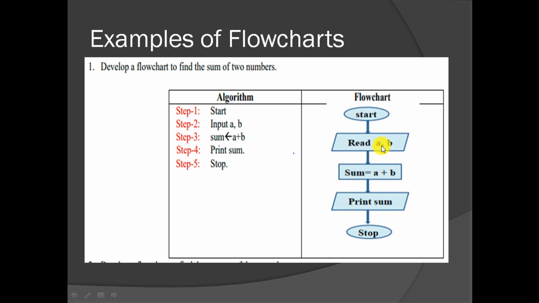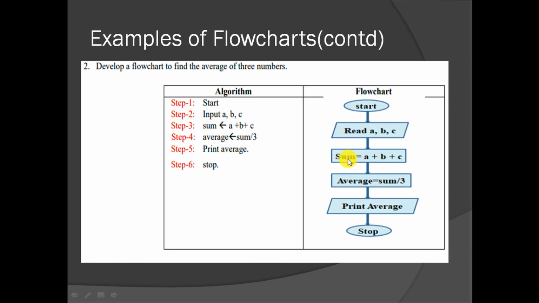For input and output we are using the parallelogram, as we already saw in the previous slide, and for calculation we are using the rectangle. So sum is equal to a plus b, and then for printing we use the parallelogram again: print sum, and then we stop the algorithm. So the definition that a flowchart is a pictorial representation of an algorithm is satisfied here, and different symbols are used. For input we use the parallelogram, for calculation the rectangle, and for starting and stopping the oval symbol. And we will see another example, the average of three numbers.